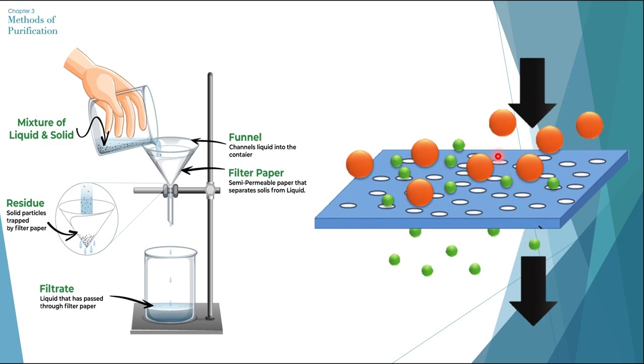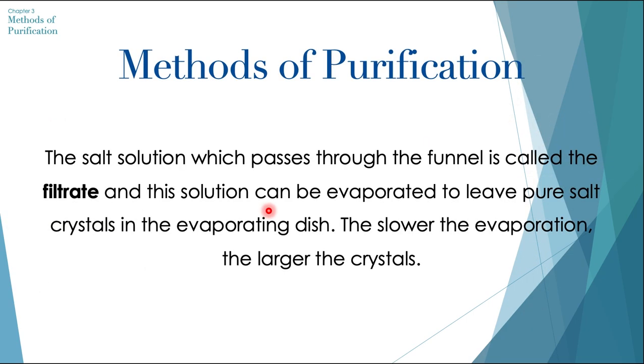So when the liquid passes through the semi-permeable paper, you can see that the orange molecules shown here are the sand molecules, and these green ones are the water molecules, and because they're smaller in size, they pass through this filter paper, and these bigger molecules of the sand remain on top. So through this filtering, we get the sand. The sand is removed and we can then wash it with water to make sure that it is clean. Now what we are left with is the salt solution, water and salt. We want to separate the salt from water now. And to do this, the solution can be evaporated to leave pure salt crystals in the evaporating dish.